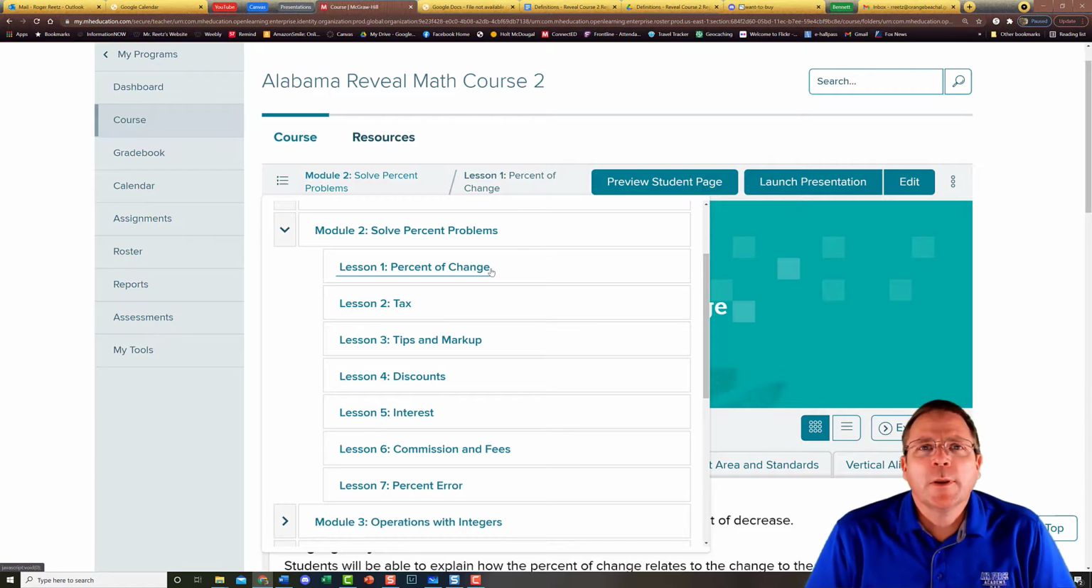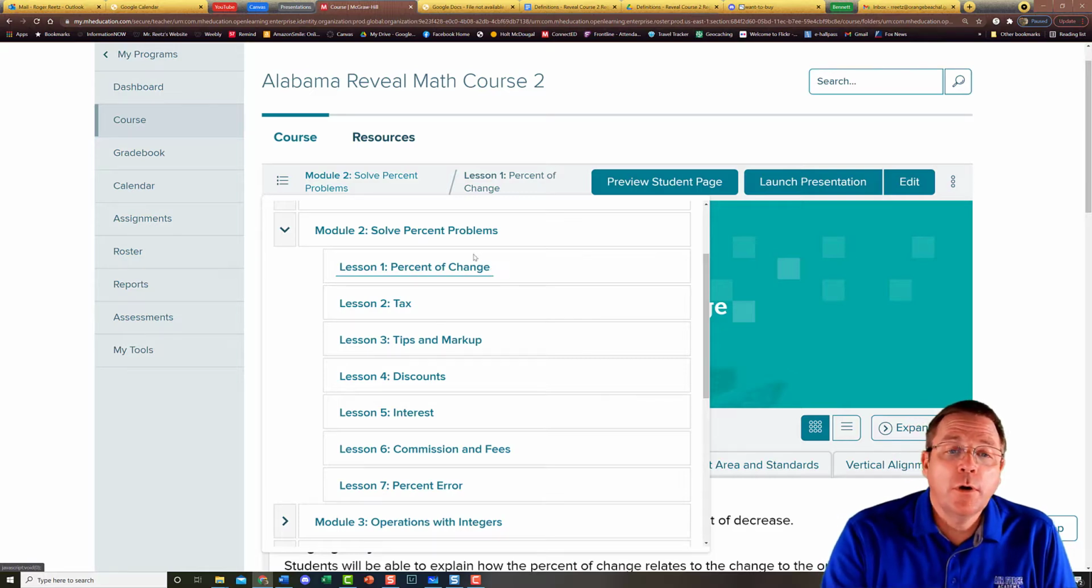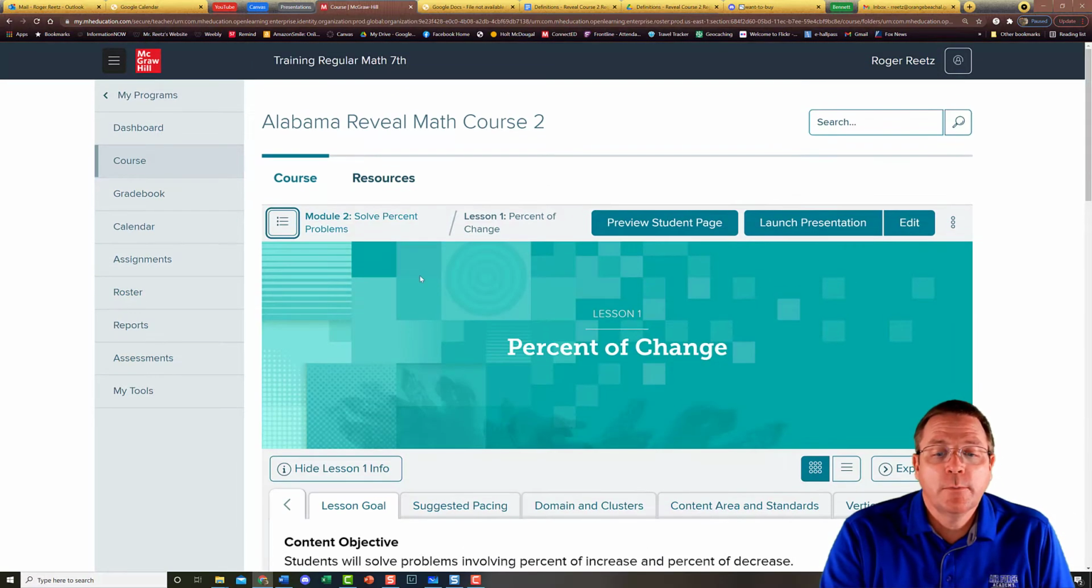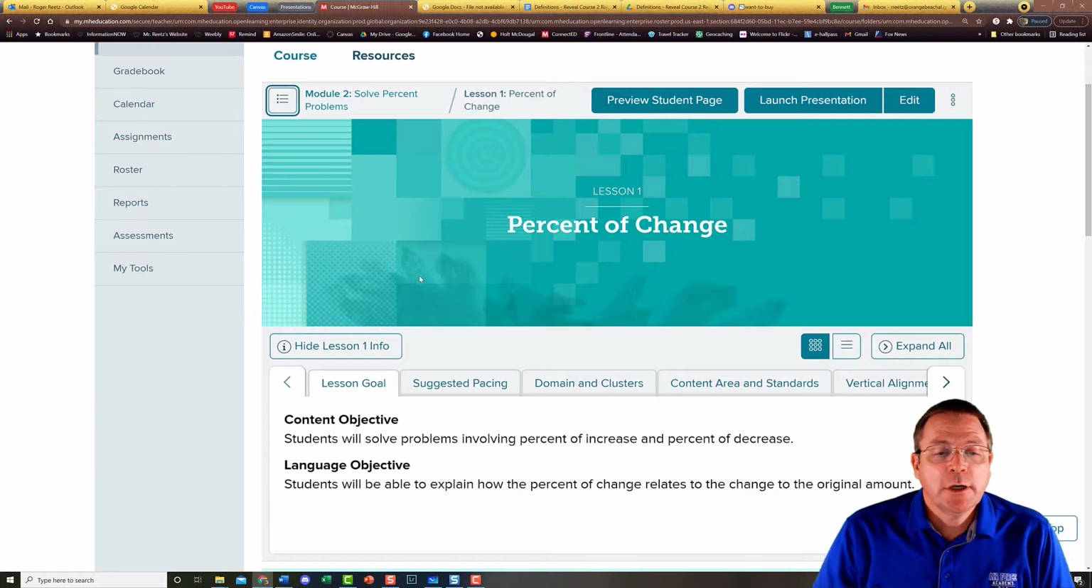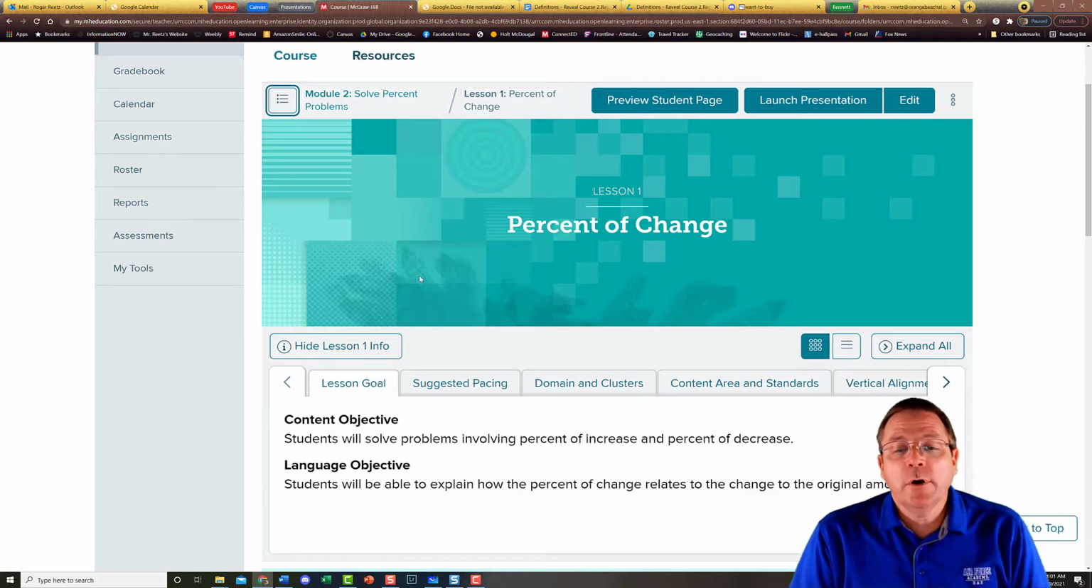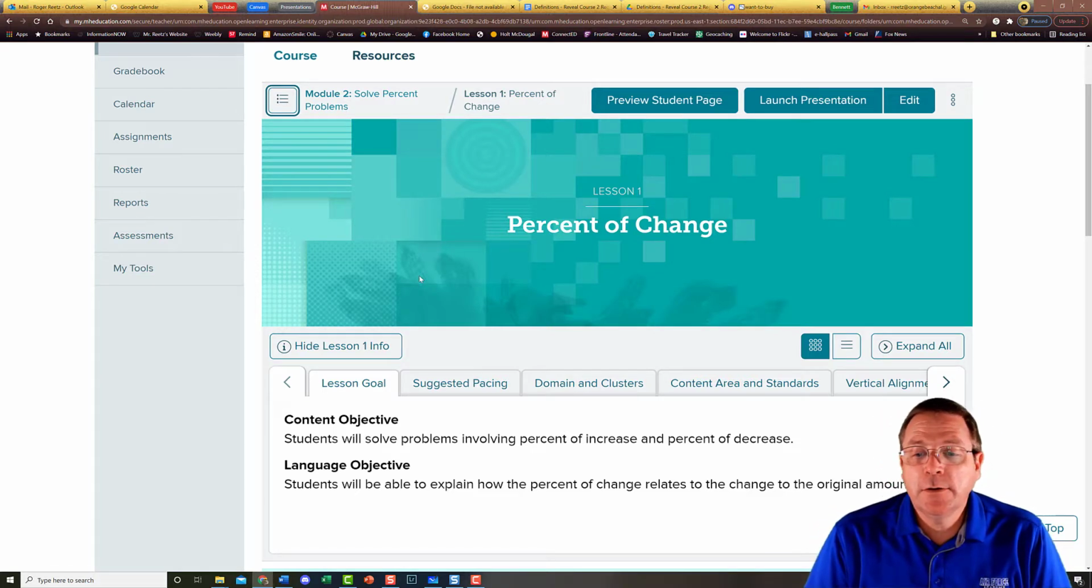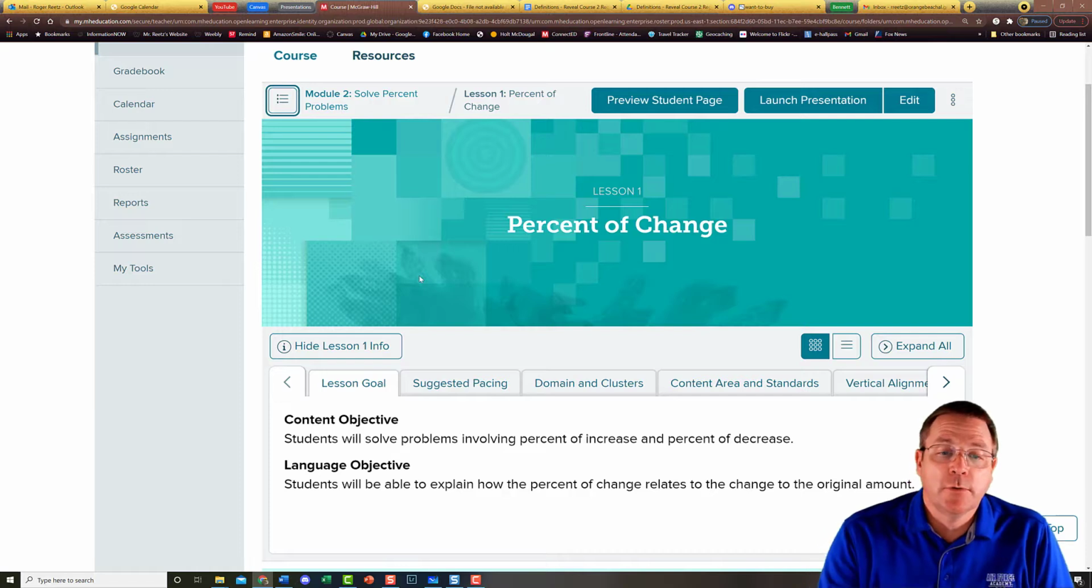Today we get to start a brand new chapter, an entire chapter dealing with percent problems. We have percent change, tax, tips and markup, discounts, interest, commissions and fees, and percent error. That's an awful lot of percents, and we're going to learn them all, starting off with Lesson 1, Percent Change. The objective is that students will solve problems involving percent of increase and percent of decrease.